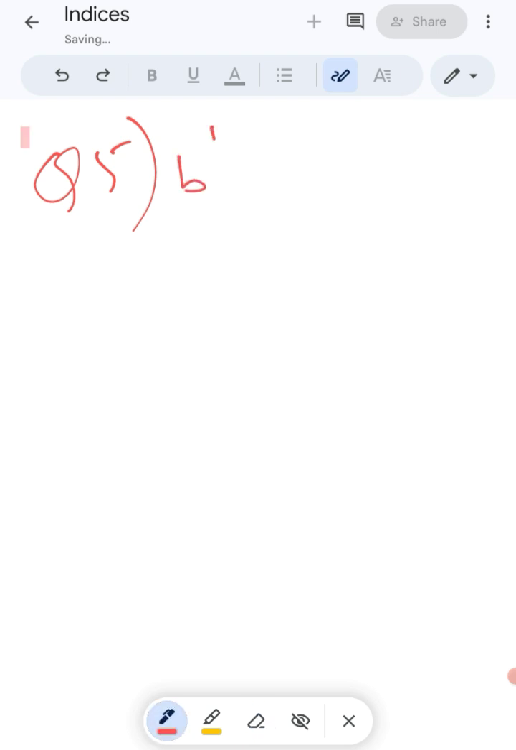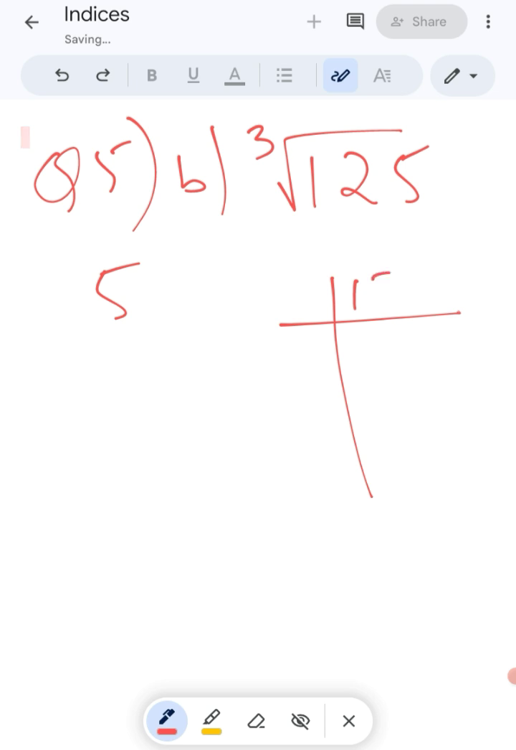The part B, it says cube root of 125. Now cube root means which numbers do I multiply 3 times to get 125. We all know that the answer is 5, right? But let's check it through the LCM method as well.